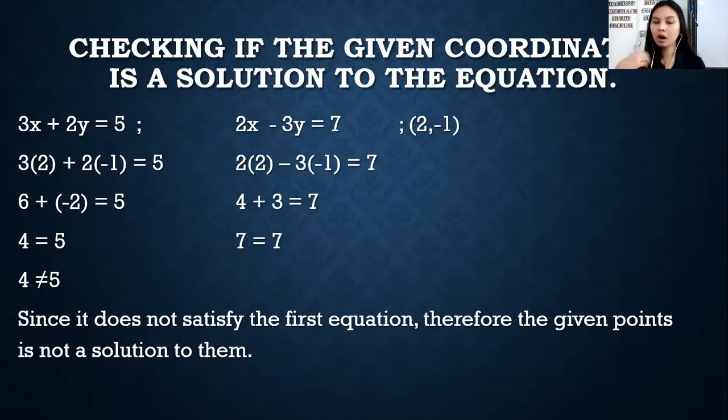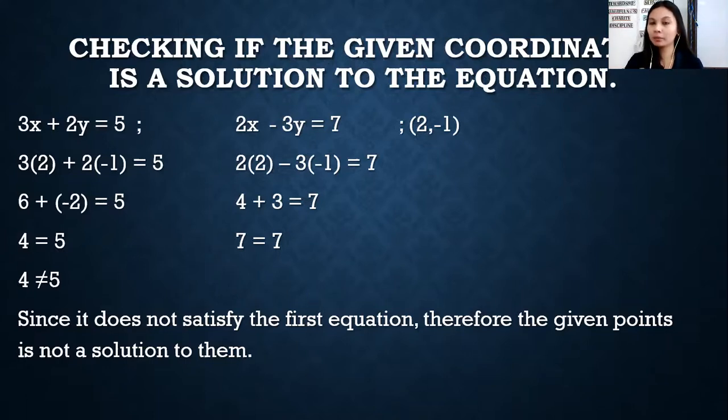Okay? Although nag-satisfy si given points sa ating second equation, hindi pa rin natin siya pwedeng kunin or tanggapin na solution for them. Okay? Since pair sila, dapat pareho silang mag-satisfy. Maaaring kasing itong given points is solution siya dito sa ating second equation pero hindi sa first equation. Pwede namang yung points is satisfy sa first equation pero hindi sa second equation.